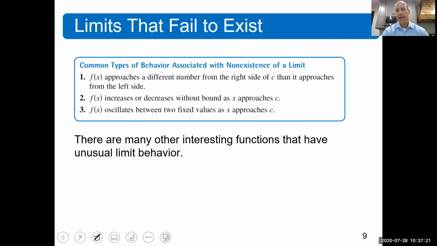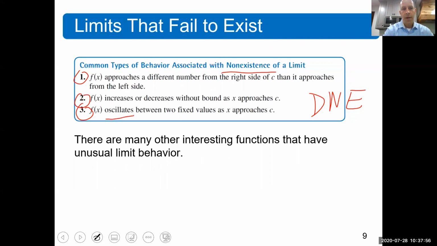Okay, so then the other pieces that we need to do today, and we're getting close to 10 minutes, so I'm going to speed this up a little bit. There are three common types of behaviors associated with the non-existence of a limit. In other words, when a limit is going to be called DNE, which is the term I'm going to use in this class. The first one is when it approaches a different value from the right side than it does on the left. Number two is when it increases or decreases without bound. In other words, it goes to infinity or negative infinity.